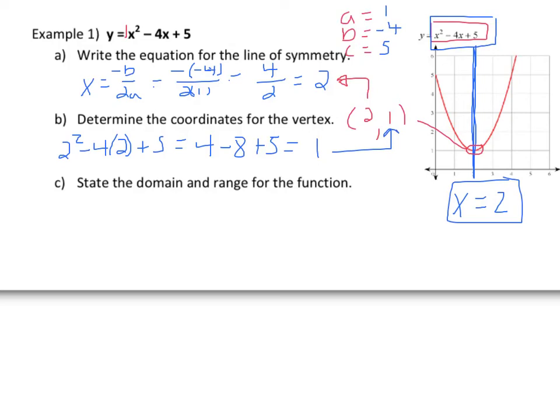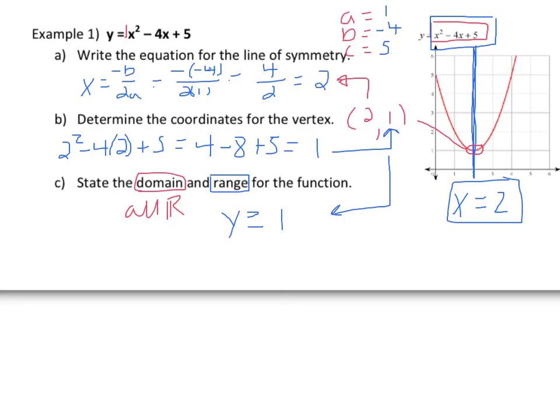The domain and range. The domain is all reals, as stated in our chart that we talked about for parabolas. The range, since A is positive, it opens up, so our range will be y is greater than or equal to our y value of the vertex, which is 1. If you look at that, that should make sense. Our graph is at 1 and above and never goes below. So the range is the y values greater than or equal to 1.